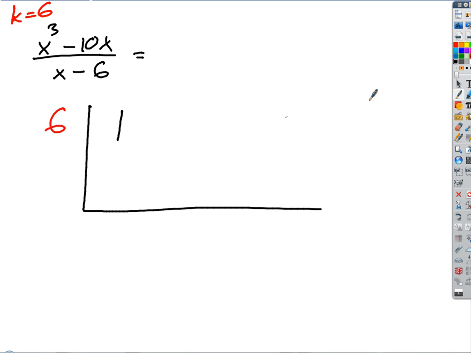1, 0, and -10. Anything else? There's 0. Another 0. How come? Because there's no constant, and we need to have a constant.